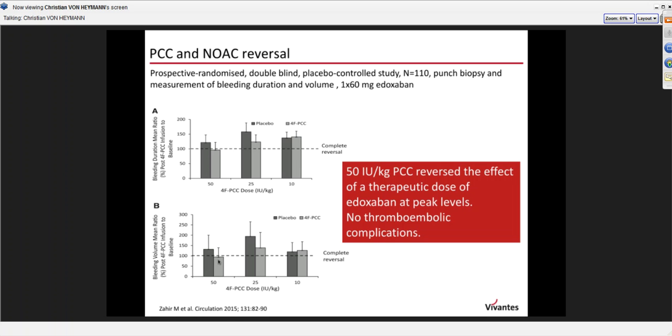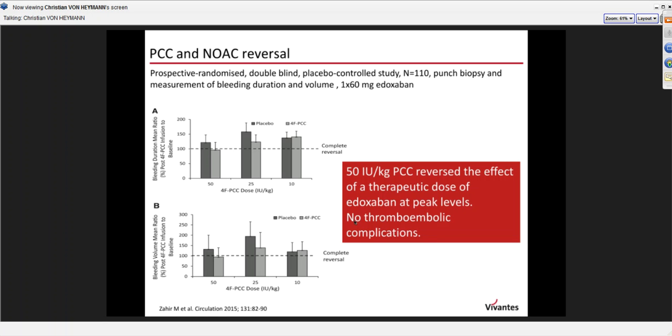So these data indicate that there is at least some effect of PCC at a fairly high dose of 50 units per kg to reverse or to limit the anticoagulant effect of edoxaban. And the other good news from this study is that in these healthy volunteers, no thromboembolic events have been observed.